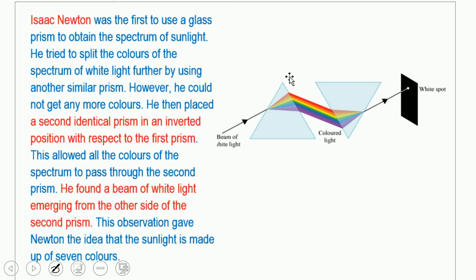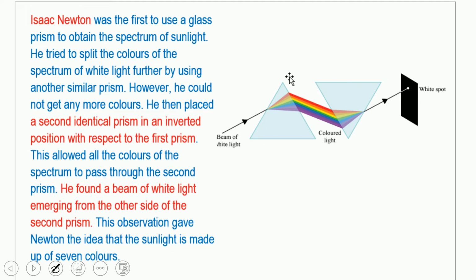Actually, students, Isaac Newton is the first one who used a prism to divide light into the seven colors. When he was studying it in his Cambridge University lab, in a dark room, he entered the light and passed it through a prism. He saw that it is divided into seven colors. So he is the first person to observe that white light can be divided into different colors, and he saw that it is of seven colors. Now, further he studied it.